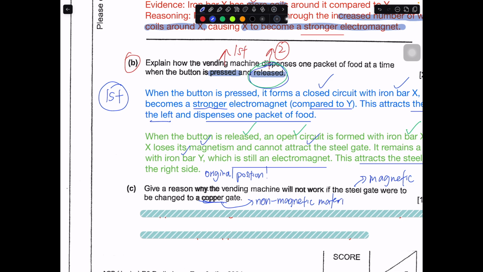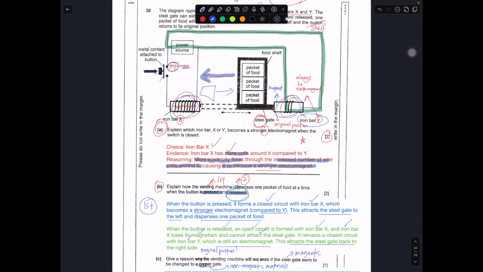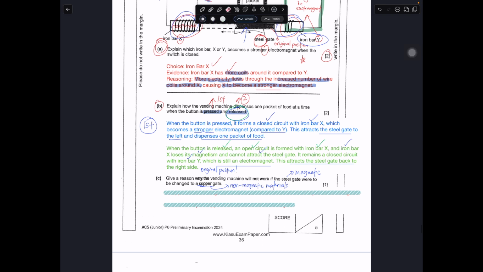So what happens if you use copper? It will not be attracted. So the steel gate will be just in this position throughout. It will not move anywhere. Even when the button is pressed or unpressed, nothing will happen because there's no attraction from the electromagnet towards the non-magnetic material. So the reason is that copper is a non-magnetic material and cannot be attracted by an electromagnet.